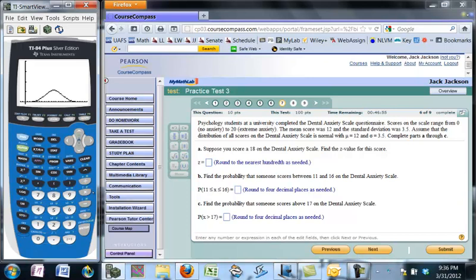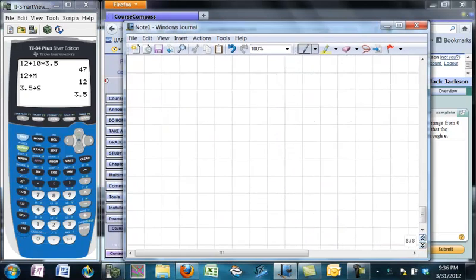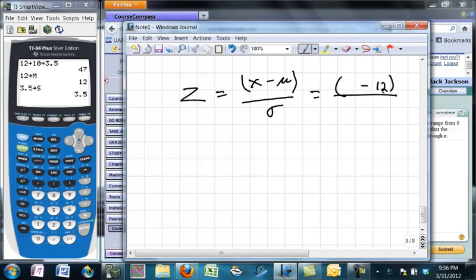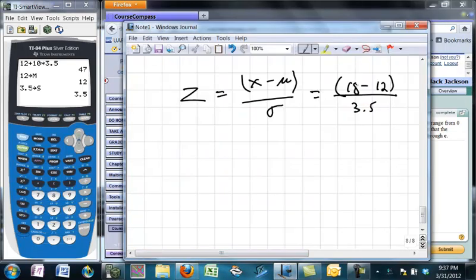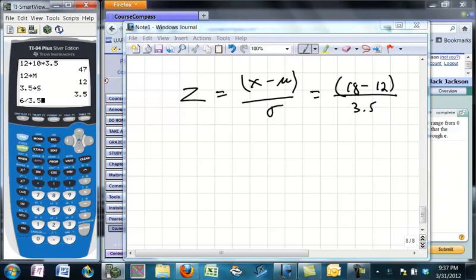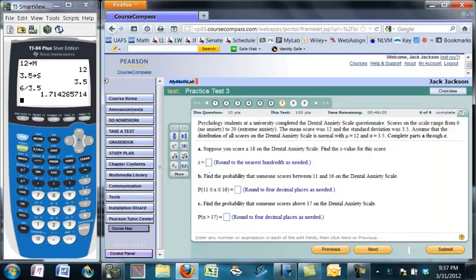Okay, what's the z-value? Well, remember that the z-value is a standard score. It's how many standard deviations you are above or below the mean. So it's our x value minus mu, and then divide by sigma. So in our case, mu was 12 and sigma was, I believe, 3.5. And we want to see 18 on the scale. So this is 18. I can do part of that in my head. That's 6 divided by 3.5, .714285, actually repeating, that's a repeating decimal. Okay, so let's get that in the calculator. Round to the nearest hundredth, so 1.71.